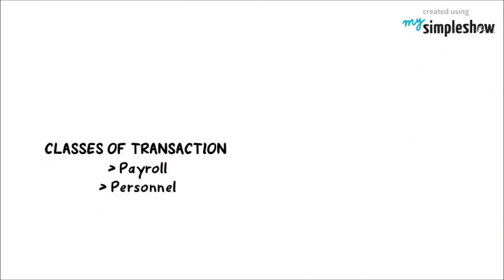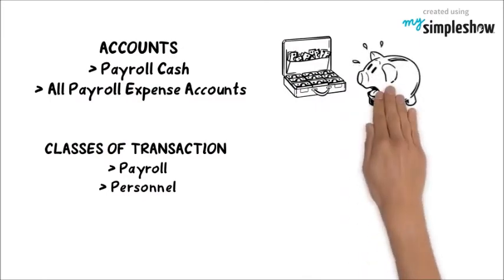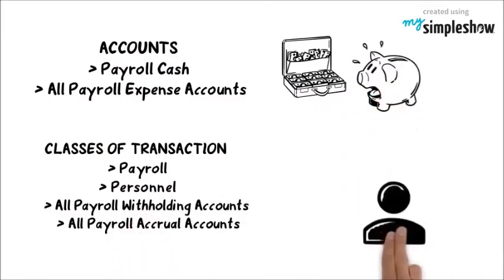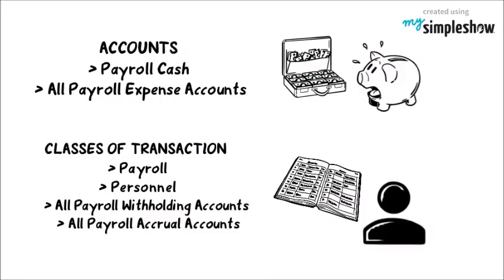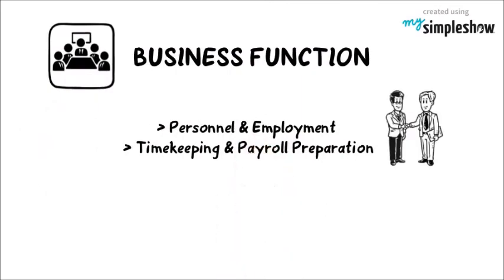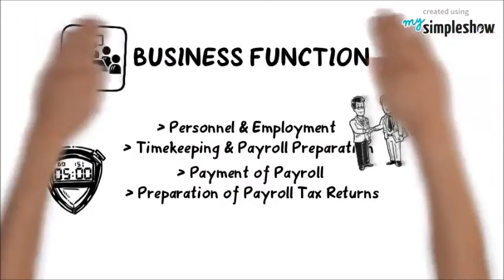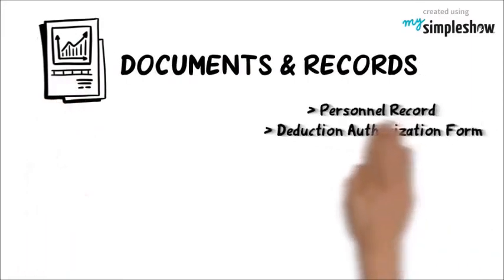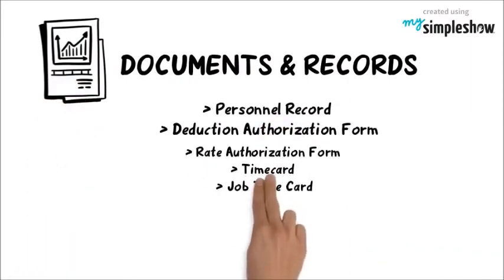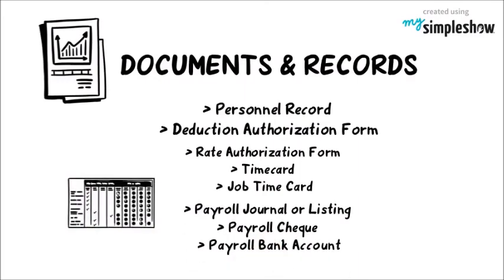Classes of transaction include payroll and personnel. Accounts include payroll cash, all payroll expense accounts, all payroll withholding accounts and all payroll accrual accounts. Business functions include personnel and employment, timekeeping and payroll preparation, payment of payroll and preparation of payroll tax returns. Documents and records include personnel record, deduction authorization form, rate authorization form, time card, job time card, payroll journal or listing, payroll check and payroll bank account.